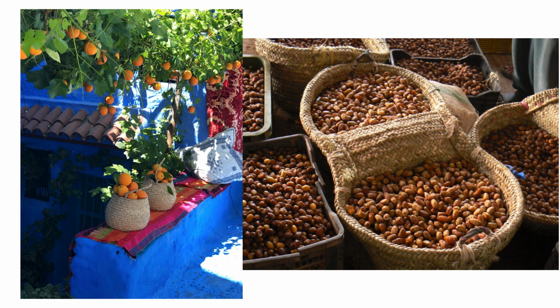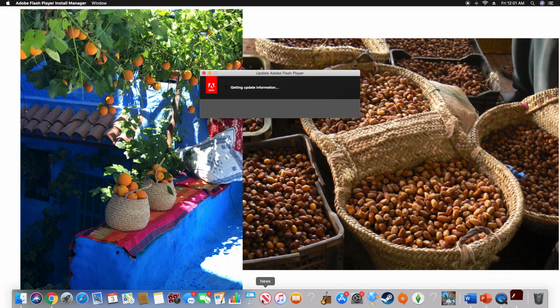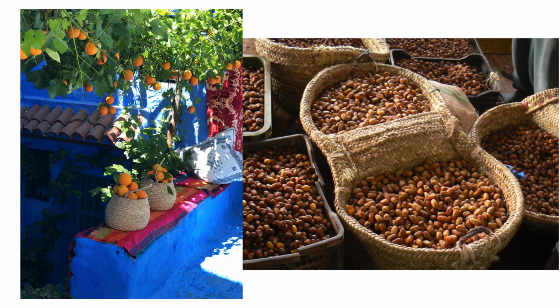So our 5 fast facts are a lot about exportation for the first one. So they export a lot of citrus fruits and dates. So I took this picture here, the oranges, that's in Chefchaouen, the blue city. So they have a lot of oranges that grow there and export it. So check your oranges at the store. They might be from Morocco.